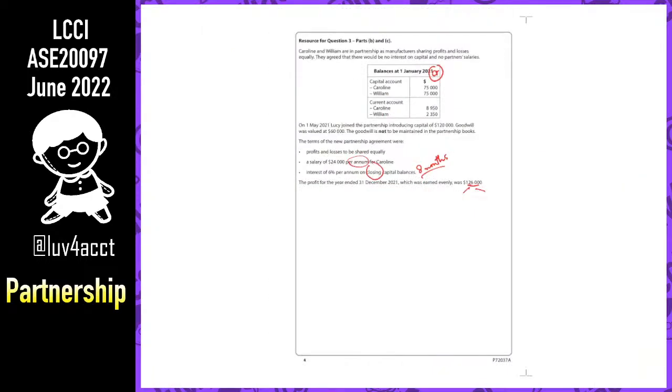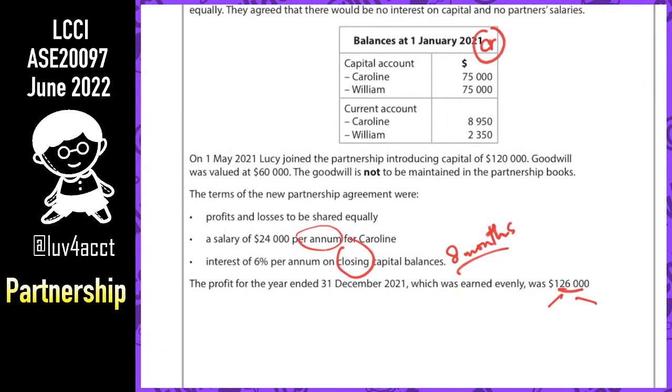But then there's a problem because we have to be very careful with the wordings. You can see Lucy joined the partnership introducing capital of 120,000, so it is very clear the capital introduced is 120,000. Then goodwill valued at 60,000, and goodwill not to be maintained in the partnership's books. That means you have to write off goodwill. There's no way this 120,000 is already net of goodwill written off. Look at the language.